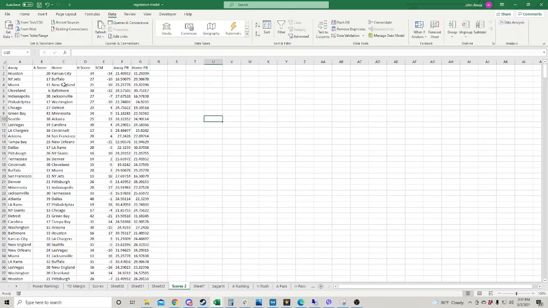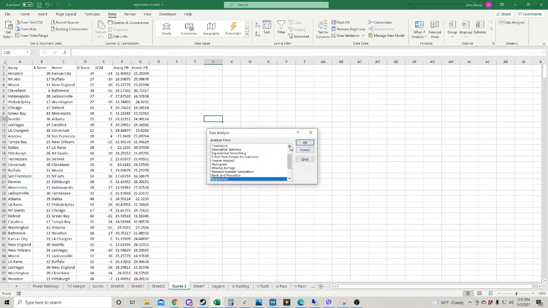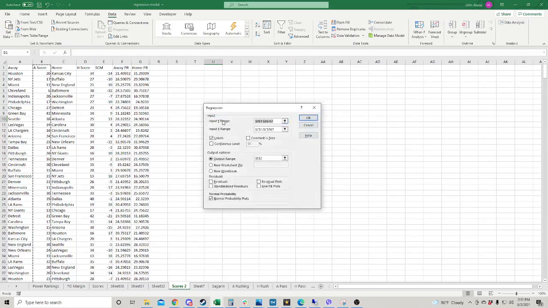So let's bring up data and data analysis. We'll go to regression. Let's clean this out because it's got the old ranges in there. And now let's figure out what our Y range is going to be. Well, we want to know what the score margin is going to be, the scoring margin. That's what we're trying to solve for, just like we were trying to solve for how much revenue we were going to make. Well, we want to know what the score is going to be on a future game.